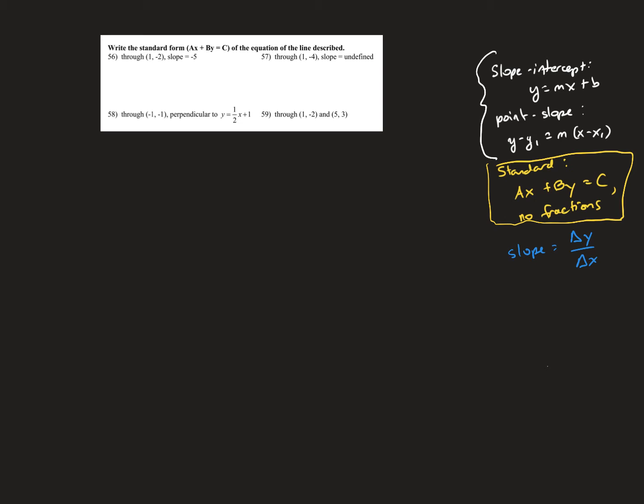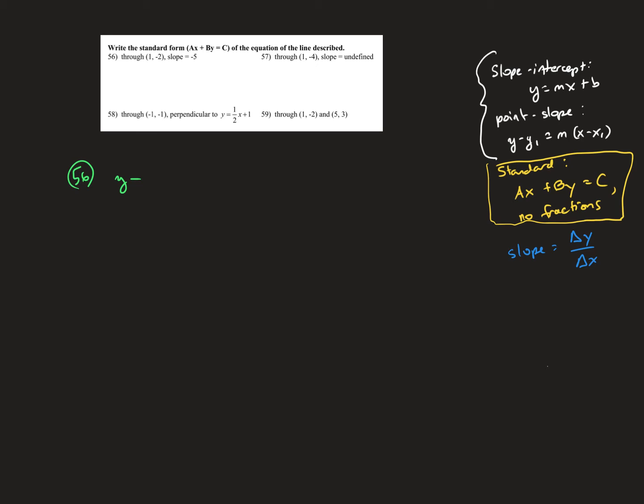So a line is determined by a point and a slope. Point gives it its spot in the xy plane, tells you where it's going to go. The slope tells you the tilt, and that's enough to determine a unique line. So on 56, we're given that it passes through (1, -2) and has a slope of -5. So we could choose slope-intercept form, or we could choose point-slope form. Either one of these would be fine. But point-slope looks easier because we're given a point that's not a y-intercept, and we're given a slope. So I'm going to start with that.